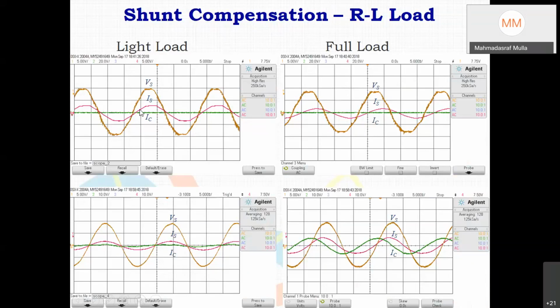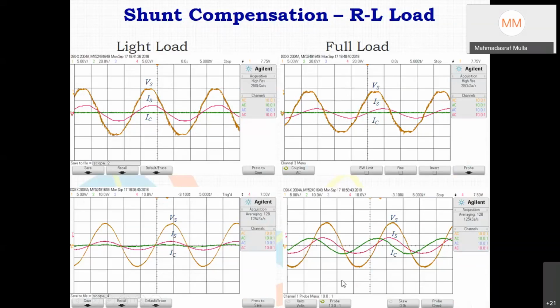Lagging current, inverter will provide leading current. So this green one is an inverter current which will be of leading nature. At full load, you will have maximum phase displacement. So 0.6 power factor, what you have seen. As you increase the load, you will be having a large angle over here.